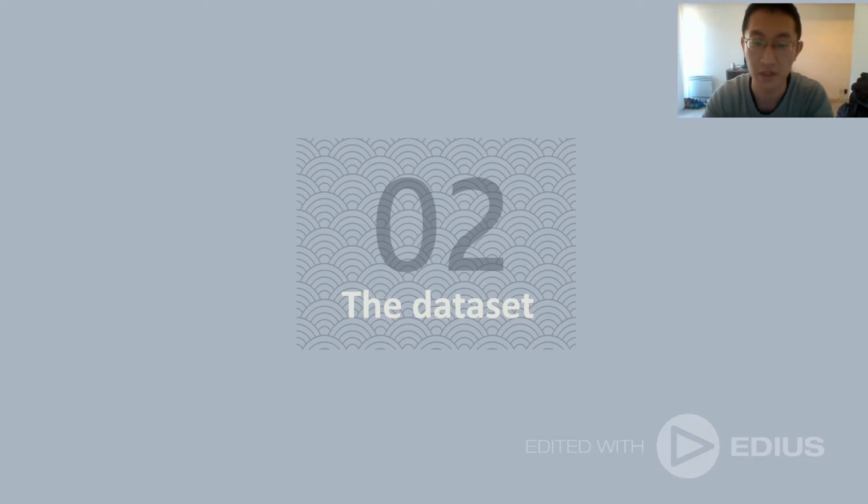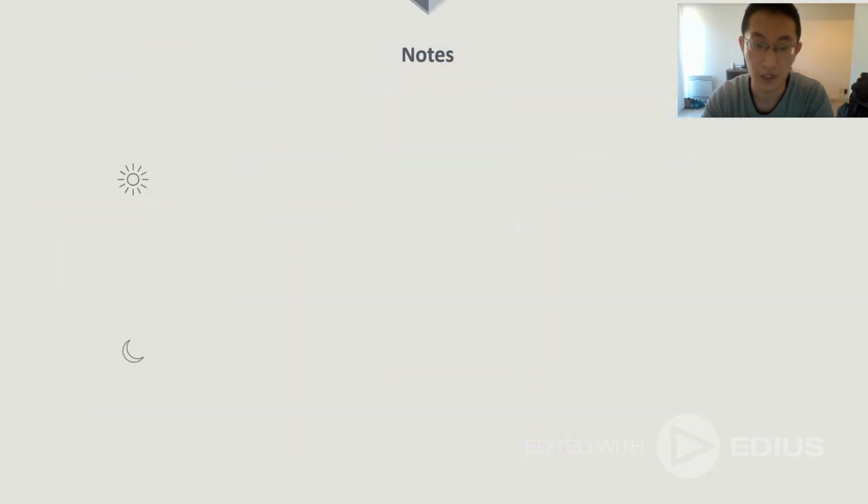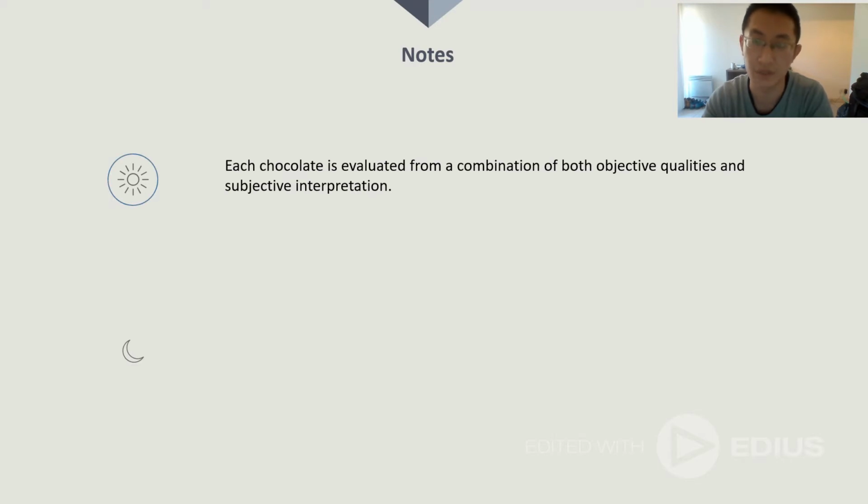The rating system used in this dataset contains 5 levels. From 1 to 5, they represent, respectively, unpleasant, disappointing, satisfactory, premium, and elite. I have to mention that each chocolate is evaluated from a combination of both objective qualities and subjective interpretation. The rating here only represents an experience with one bar from one batch. Batch numbers, vintages, and review dates are included in the database when known.